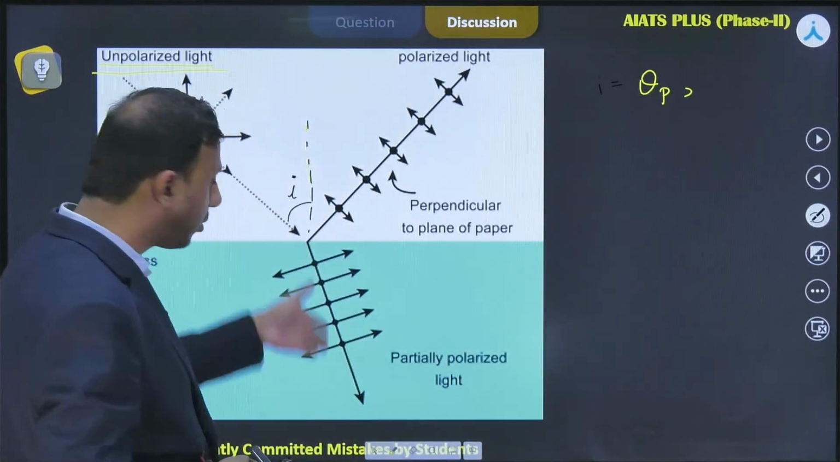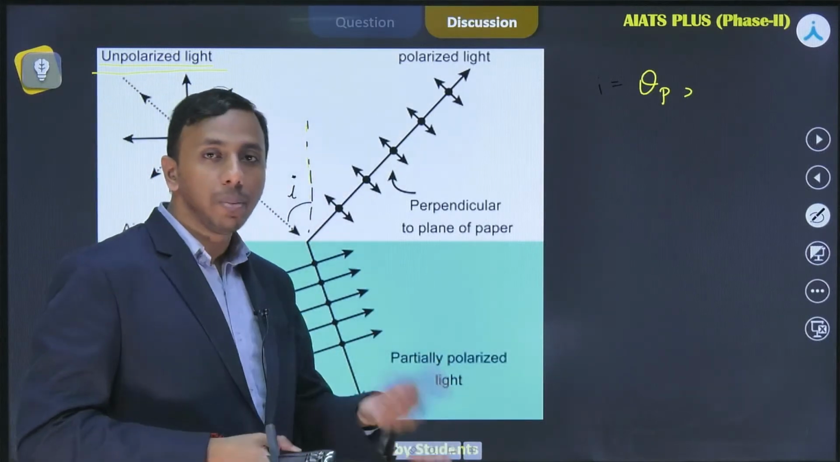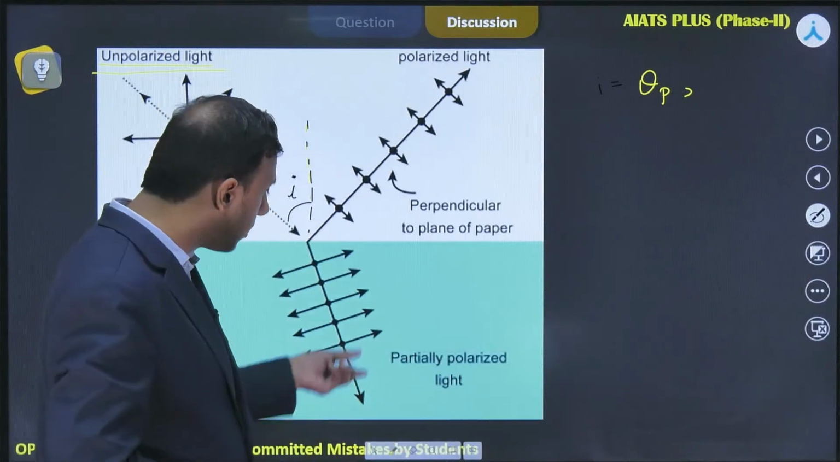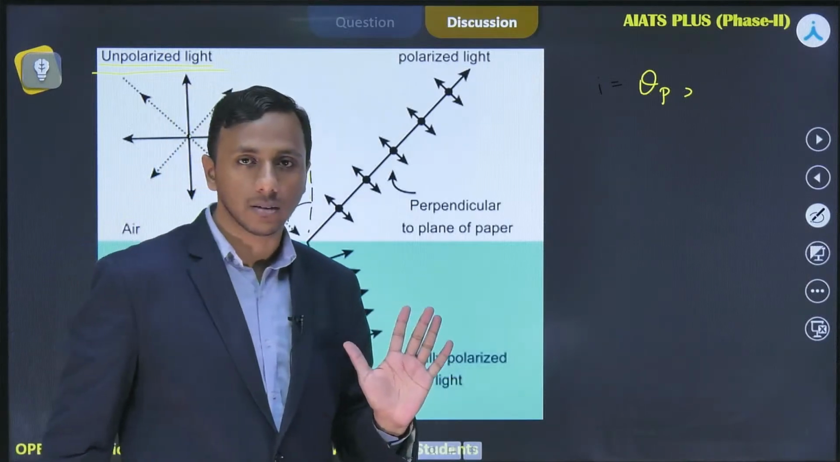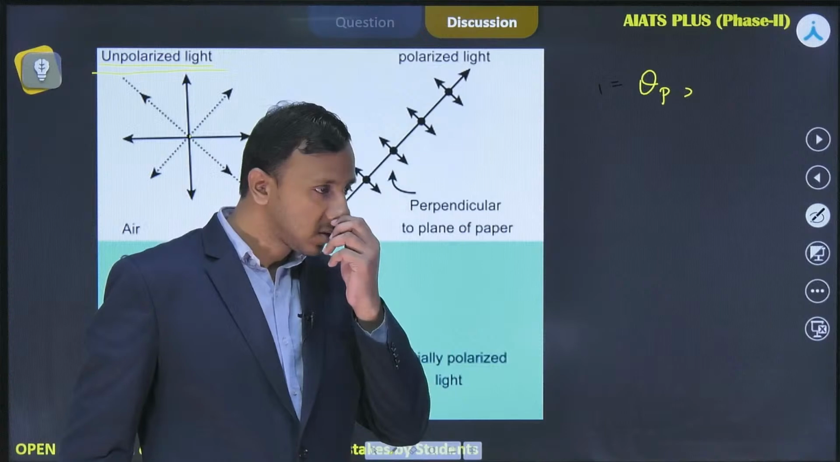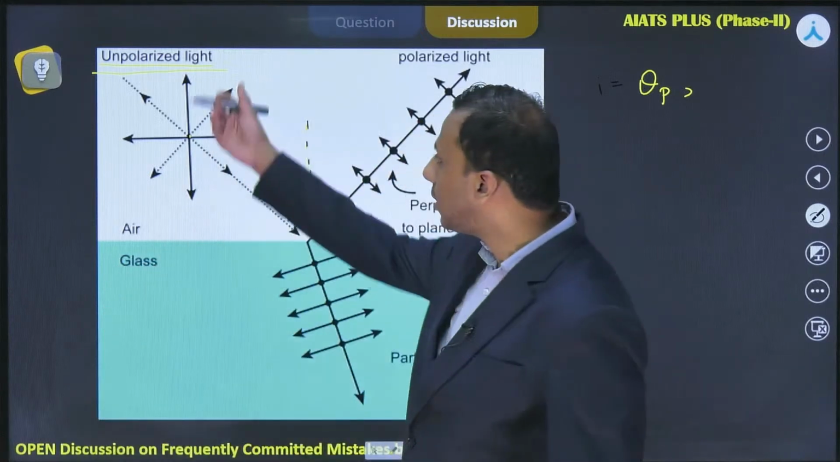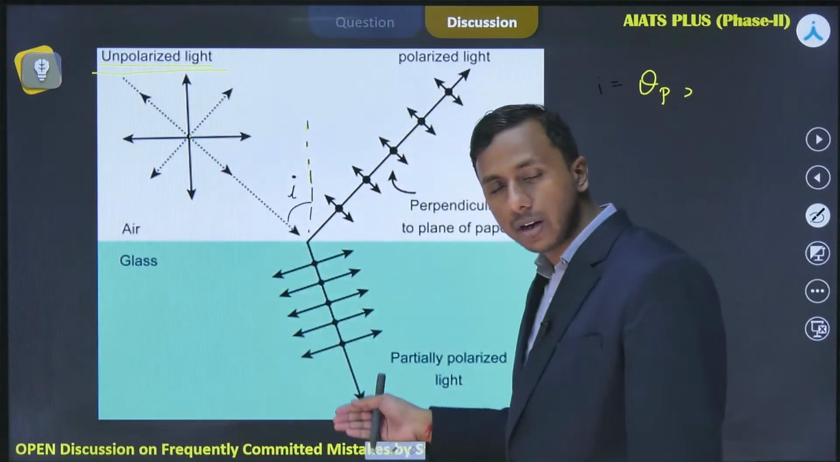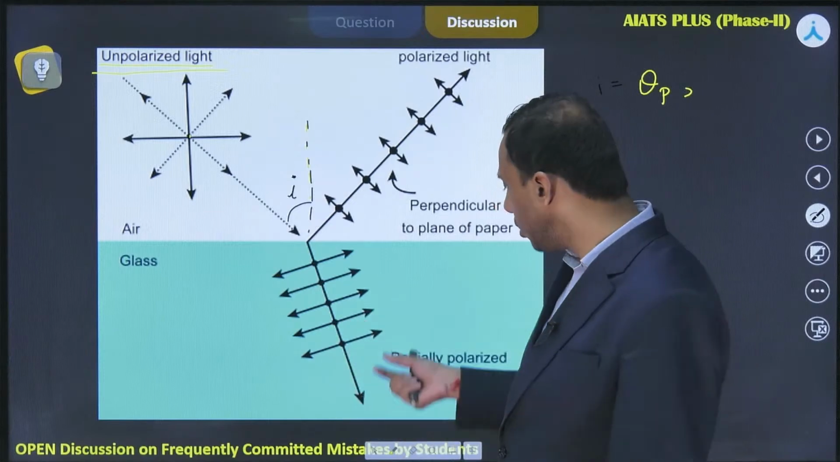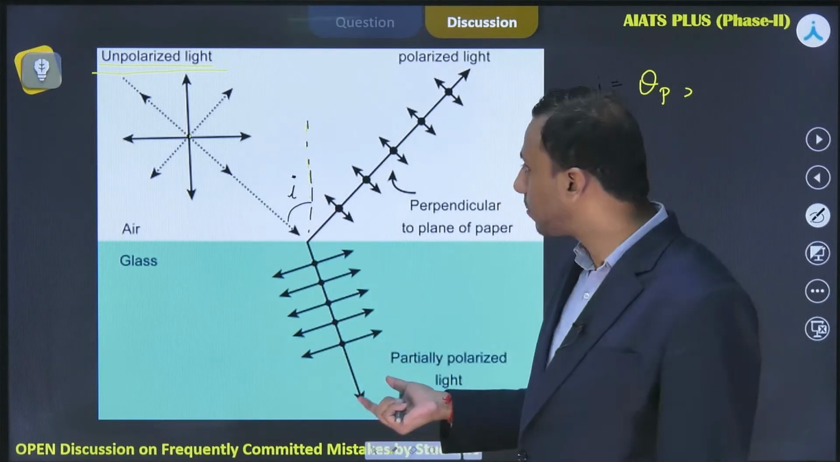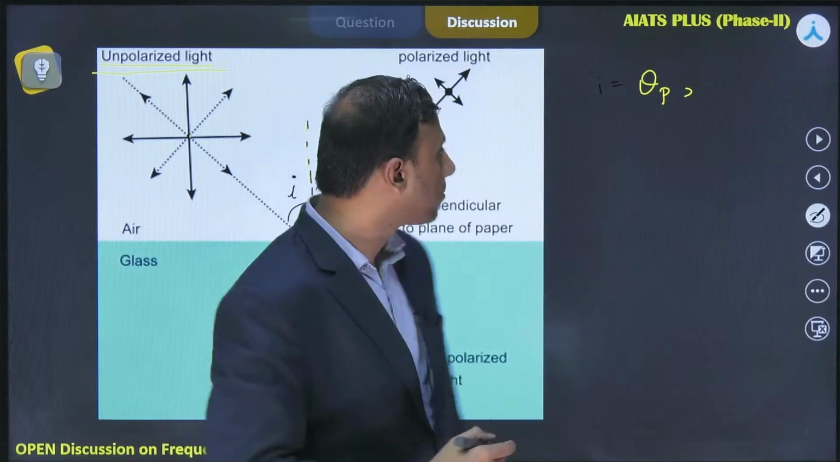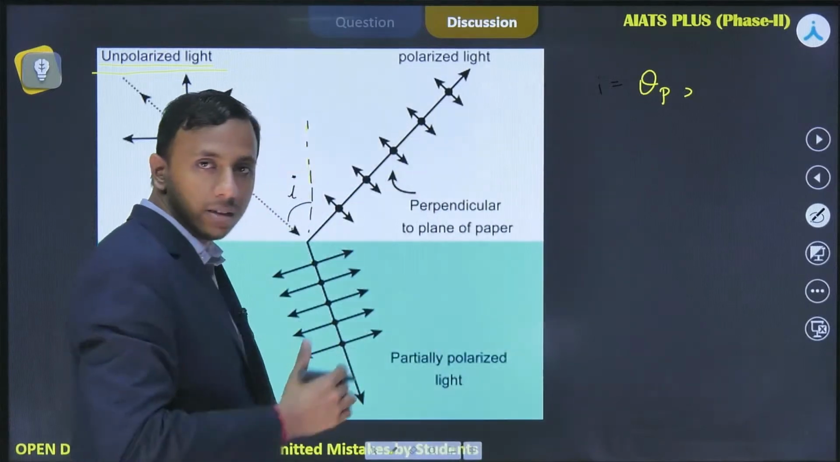Okay. And what about the refracted ray? It won't be completely plane polarized, which means there is still some partial polarization. In some books, it's also written unpolarized, which means the incident ray is unpolarized, and the refracted ray is also unpolarized. That's not true. A little bit of polarization would be there. Okay. So we say at that angle, this would happen.